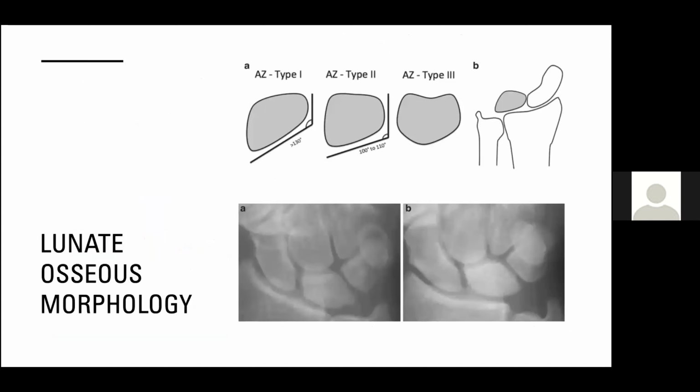Multiple morphologies of the lunate have been described. Antuna Zapico specifically noted differences in the angle between the proximal and radial borders of the lunate and described 3 different morphologies.